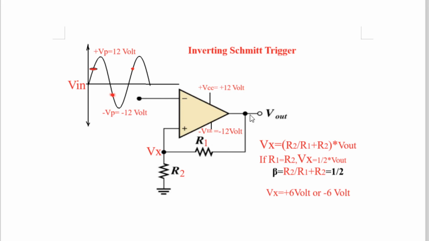Now, when you consider the output voltage of the op amp is equal to HVL, equal to plus 12 volt, Vx will be 6 volt. Vx will be 6 volt. And now this point will be at 6 volt.